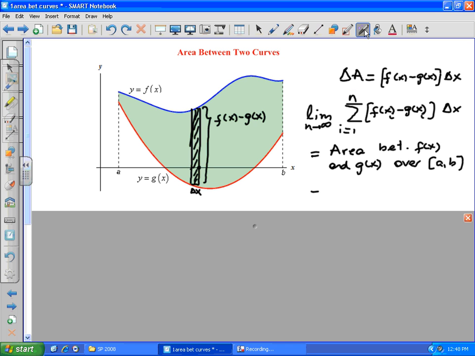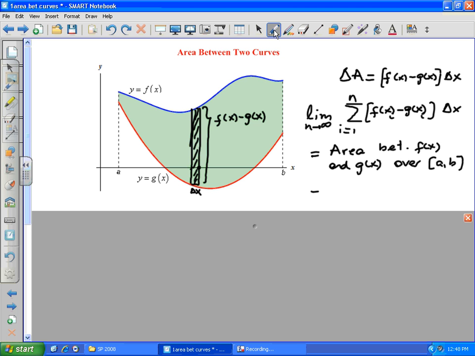How do we simplify the limit of a sum? What calculus notation replaced that when we were finding area under a curve? When we're finding the sum of infinitely many rectangles, what is that limit of a sum? Which mathematical expression replaced that? The integral symbol, right? Because the integral is the limit of a sum, basically.